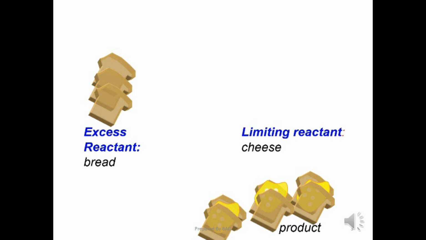Now we got the answer. The limiting reactant is cheese because it is completely consumed and limits the cheese sandwich production. And slices of bread are called the excess reactant because they remain after the reaction.